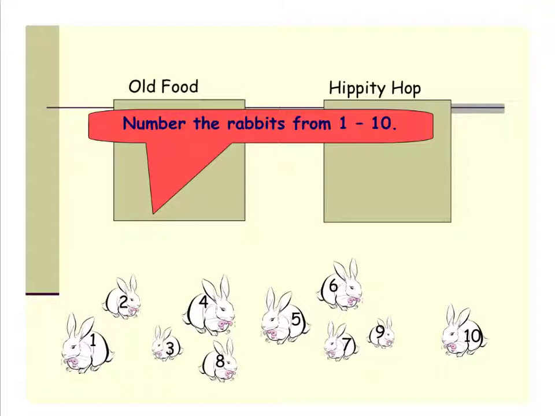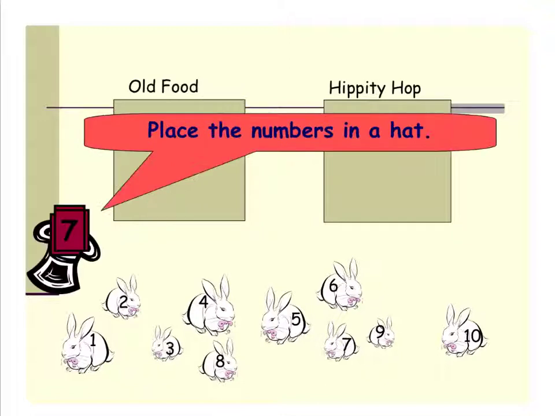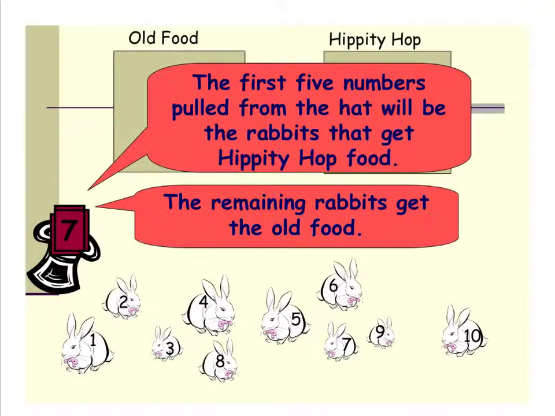So finally I decided to change the experiment again. And I randomly assigned the numbers 1 to 10 to each of these rabbits in the group. I then place these numbers in a hat. They're all on the same size piece of paper, and there's one number for each rabbit assigned. So an equal opportunity. And the first five numbers pulled from the hat are going to be the rabbits that get the hippity hop food, and the remaining 5 will get the old food.